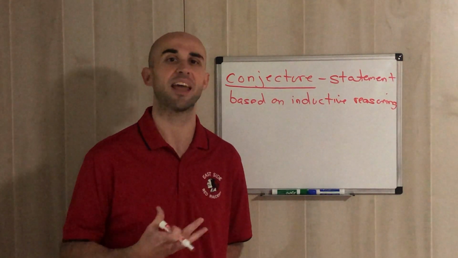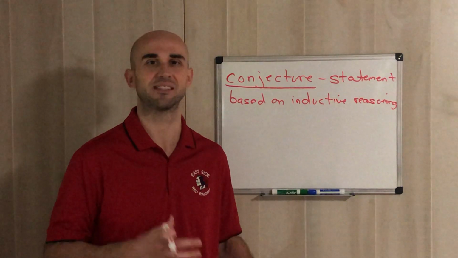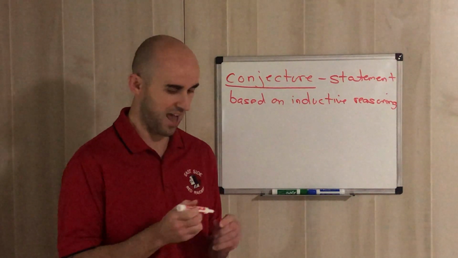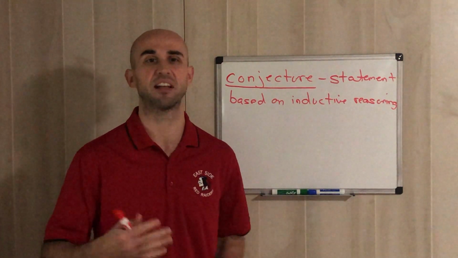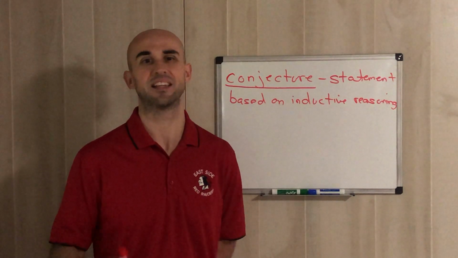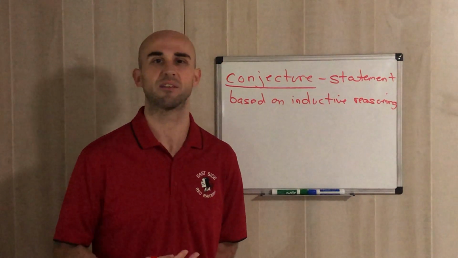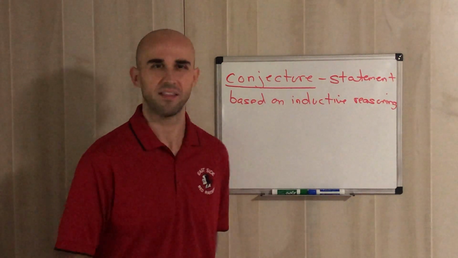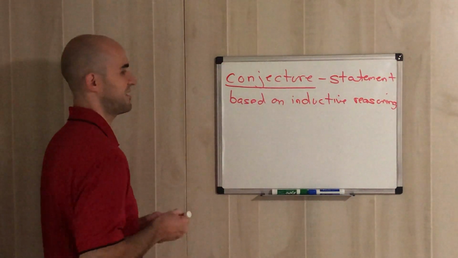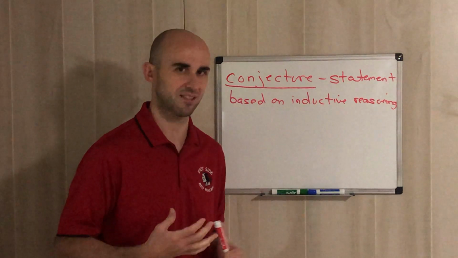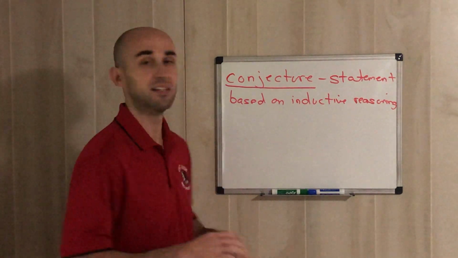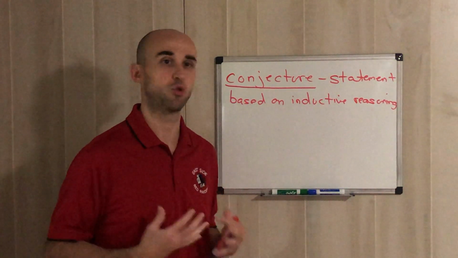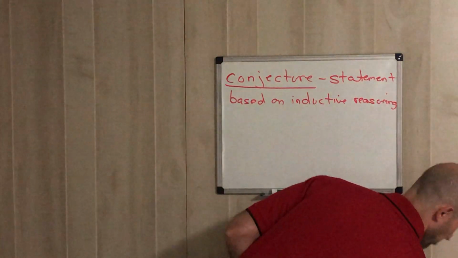And again, it's not a guarantee, but a conjecture is just a statement as to what you think is going to happen. If again, it's sunny yesterday, it's sunny today, based on inductive reasoning, I can make the conjecture that it's going to be sunny tomorrow. That's all a conjecture is. It's just a statement based on what you think is going to happen. You know what I mean? Again, it's not facts, but it's what you think is going to happen. That's what a conjecture is.